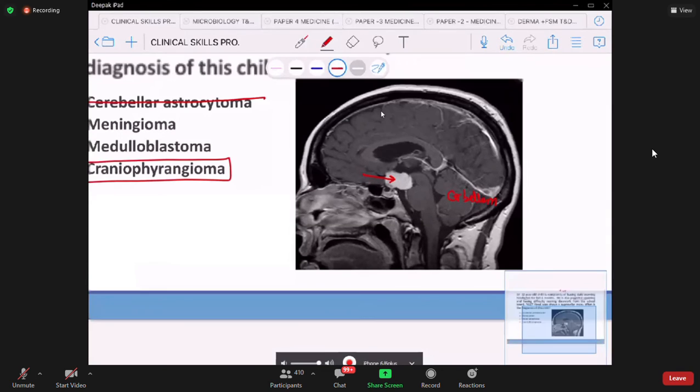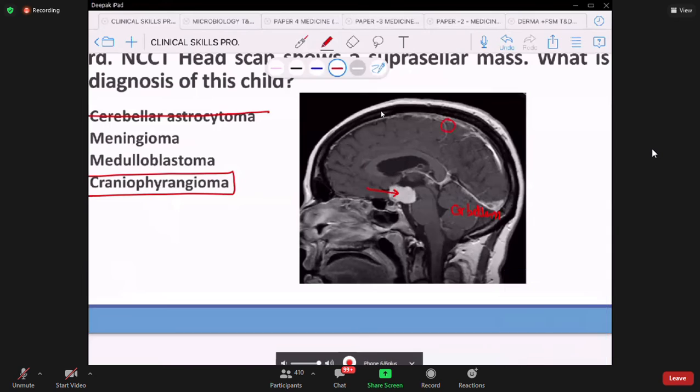Meningioma should be located somewhere here. I'll use a different color. This is the location of the meningioma. It arises from the meninges. So meningioma will always be situated towards the periphery. It will originate from the meninges. So that is why option B is ruled out.